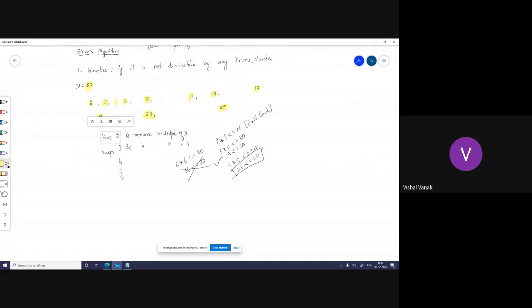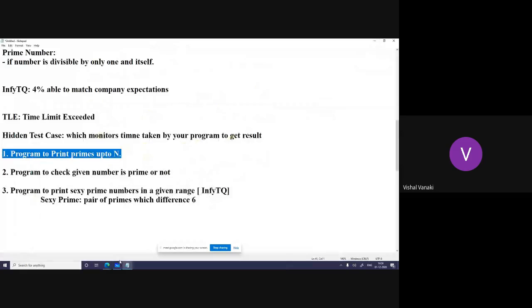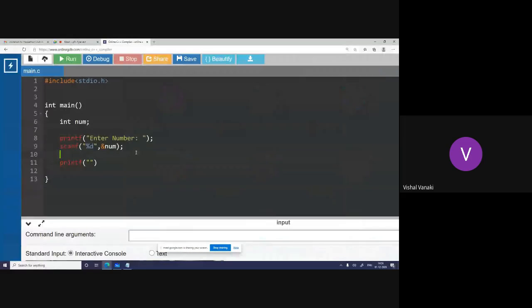Okay, coming back to the code. I'm really sorry, kids. There was a power shutdown here. So I'm trying to write a code here. printf, enter the number. I want only one number as an input. So once I get that number, I will print primes up to %d.